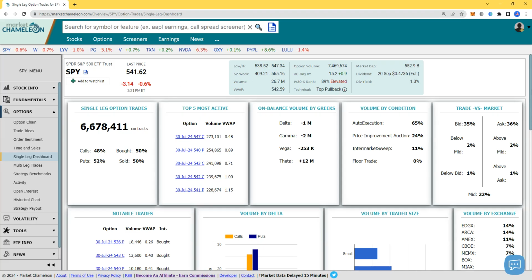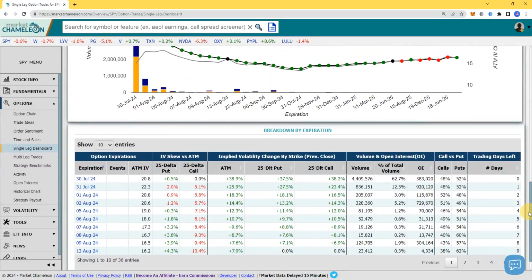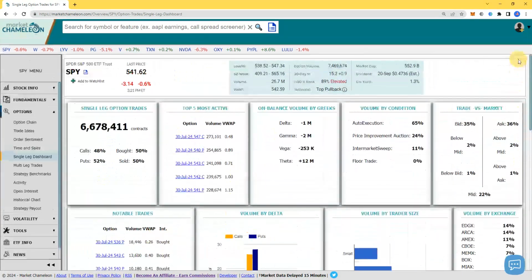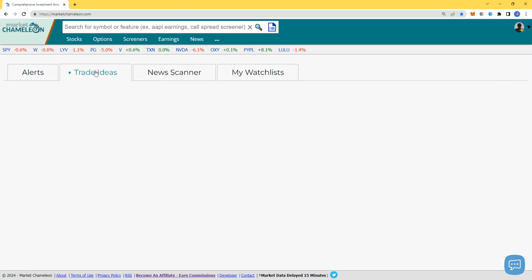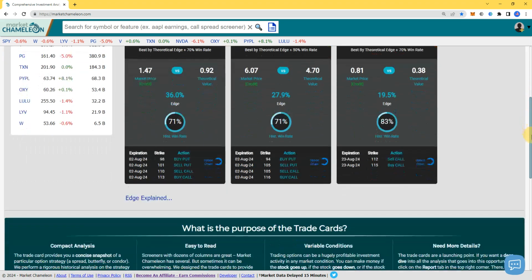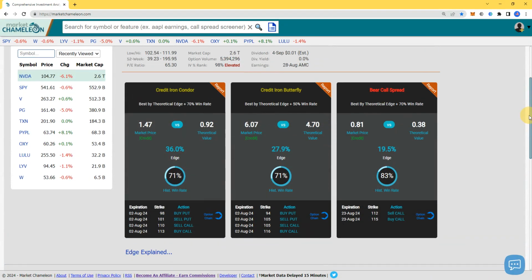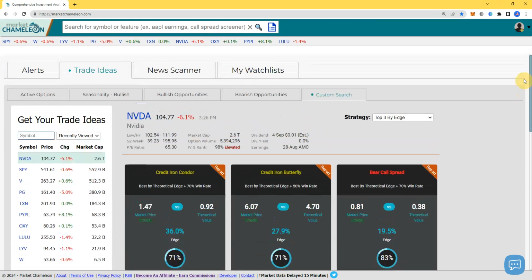It's going to be a quick tutorial because there's some stuff to cover, and honestly, this is pretty impressive. So how do you find this single leg dashboard? First, sign up to Market Chameleon. If you haven't already, there's a link to a 7 day trial below, and you can search all those trade ideas.